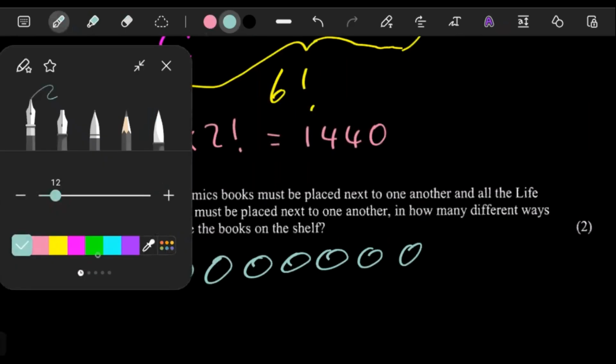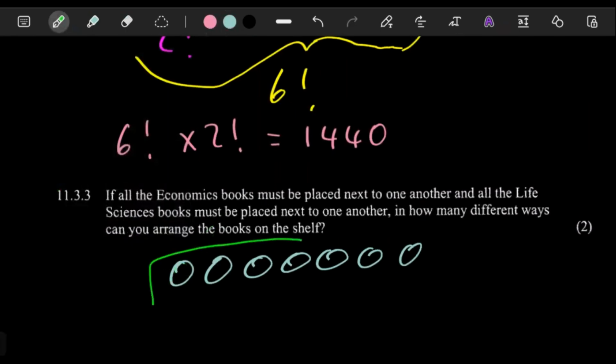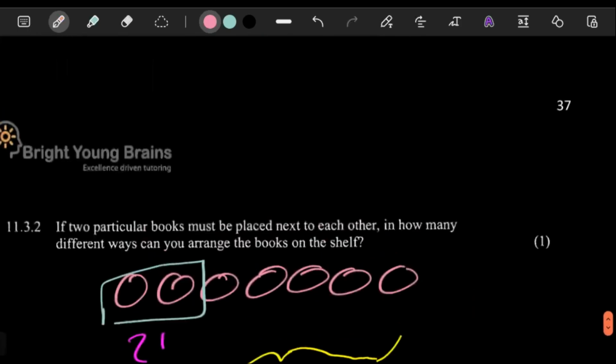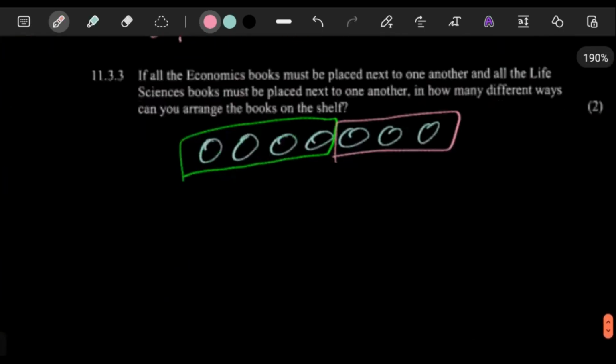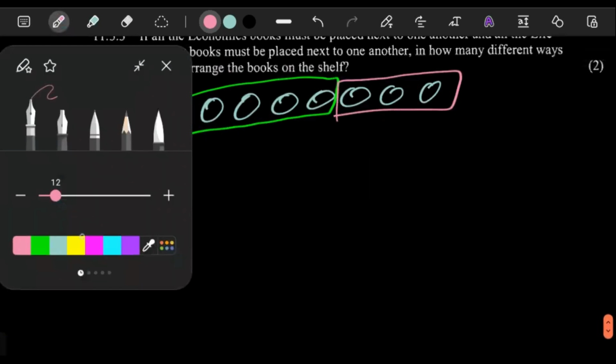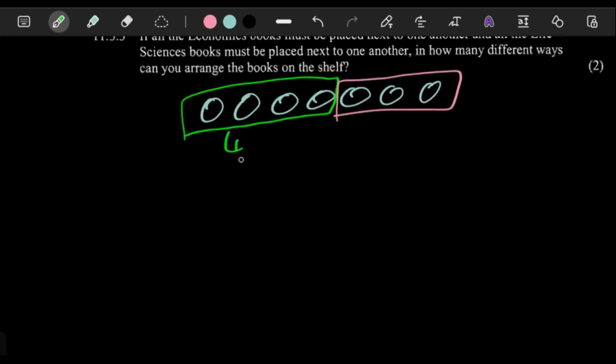So the idea is the economics have to be together, right? So you look at them as one object. The life sciences have to be together, so you look at them as one object also. And then what you do is the 4 objects can be sorted in 4 factorial ways.